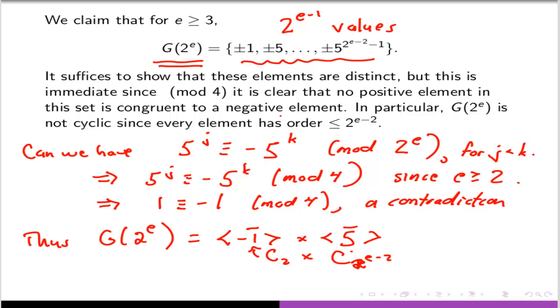And I think I've set another item up here. In particular, the group of units mod 2 to the e is not a cyclic group because every element would have order at most 2 to the e minus 2. So 5 is an element of maximal order. Negative 1 has order 2. 5 has order 2 to the e minus 2. So no element would have order greater than 2 to the e minus 2 power.